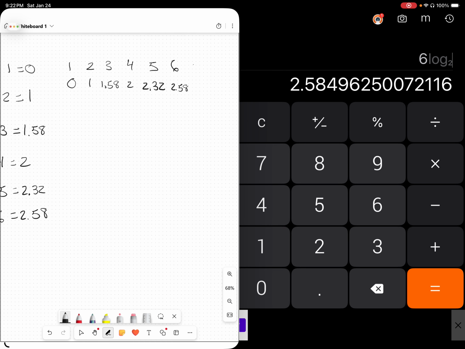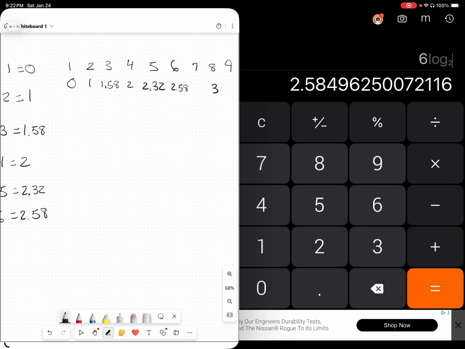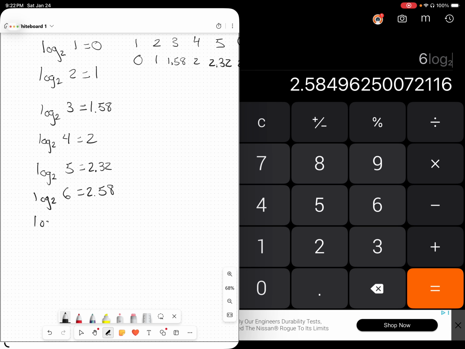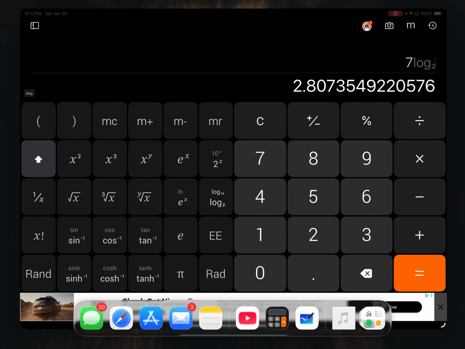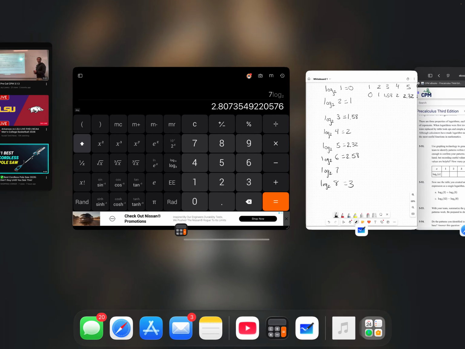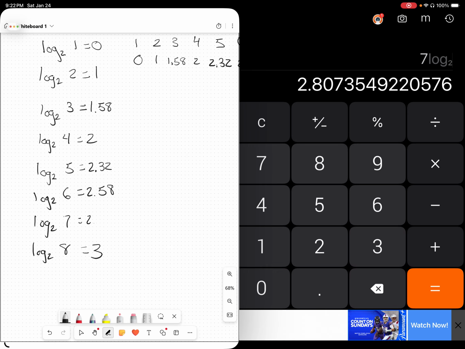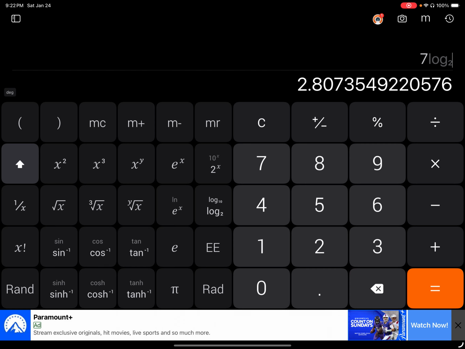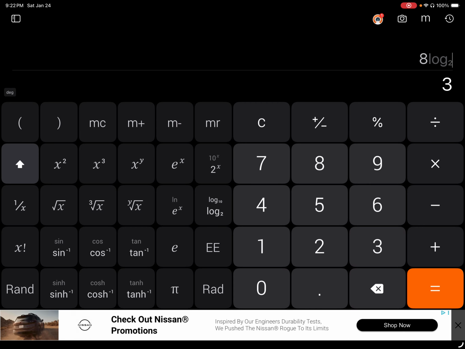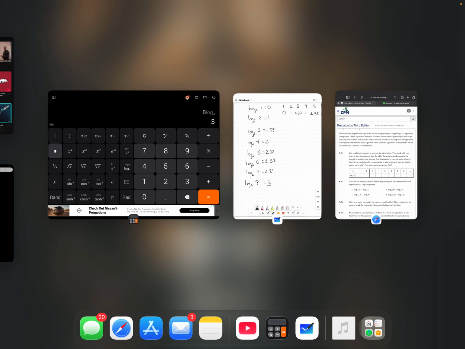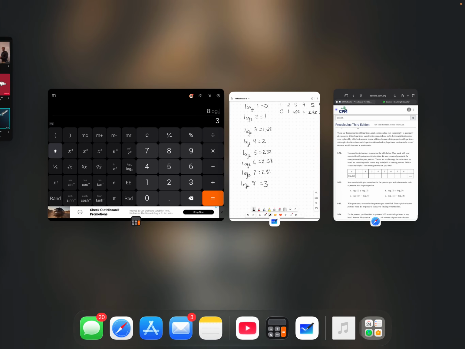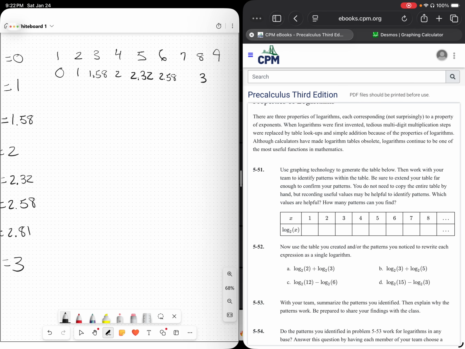And this is going to go on to 7, 8. Log base 2 of 8 is going to finally be 3. So let's do log base 2 of 7, which is 2.81, and then just for time, log base 2 of 8 is going to get us to 3. We fill in this table here, which I have done right here.